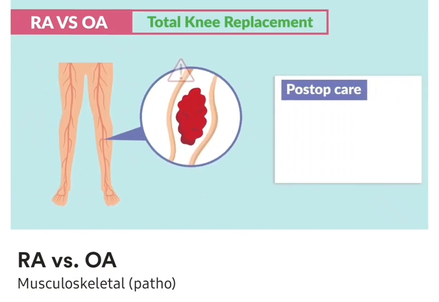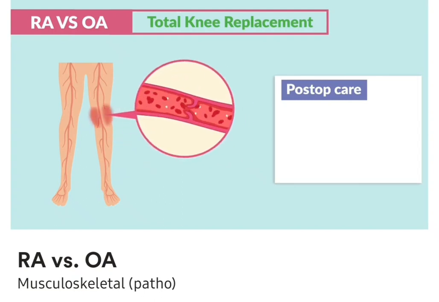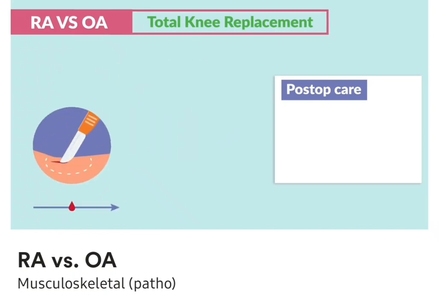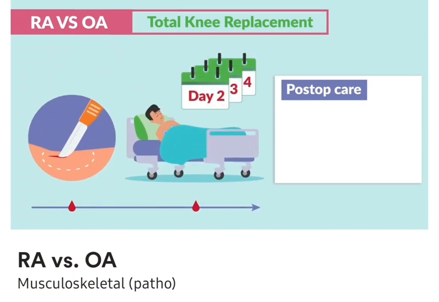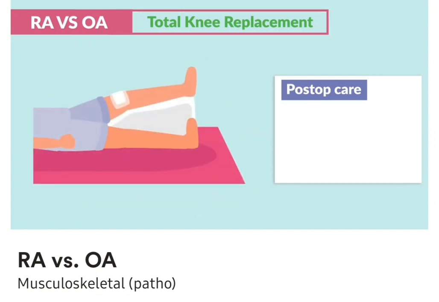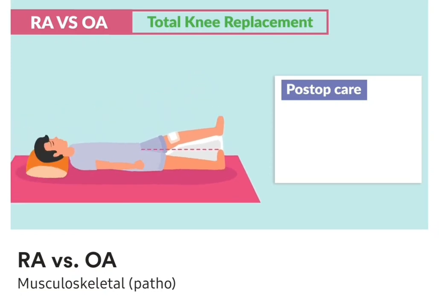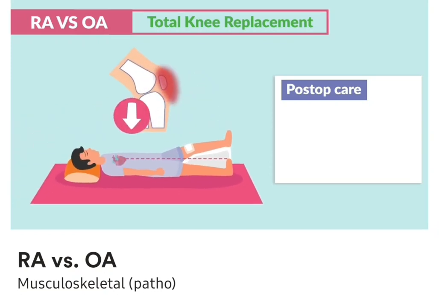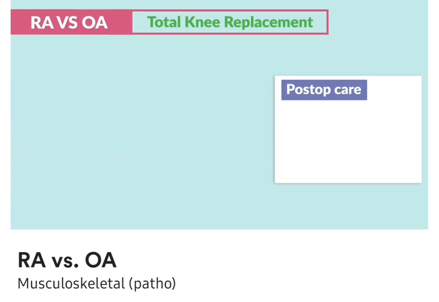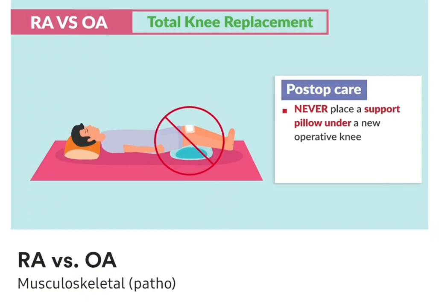There's a big risk for blood clots in the leg, known as a DVT, as major swelling in the affected knee blocks good blood flow. So clients will typically be resting in bed for about 3 to 4 days after surgery. Elevate the entire leg as straight as possible, above the level of the heart, to decrease the swelling. Now, key terms here. Never place a support pillow under the new operative knee.